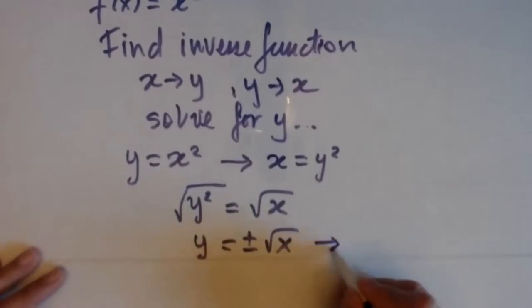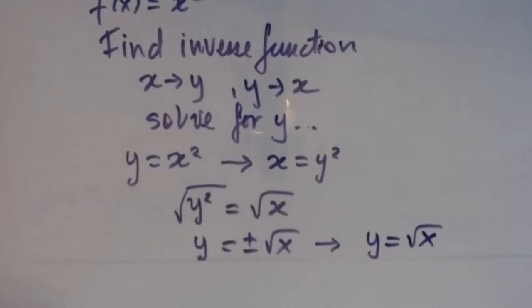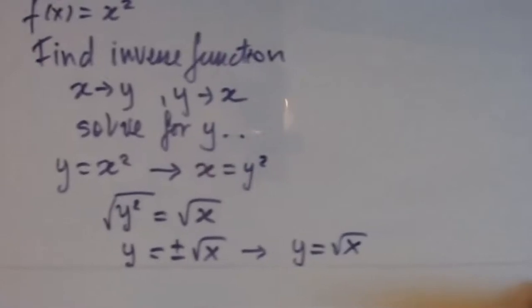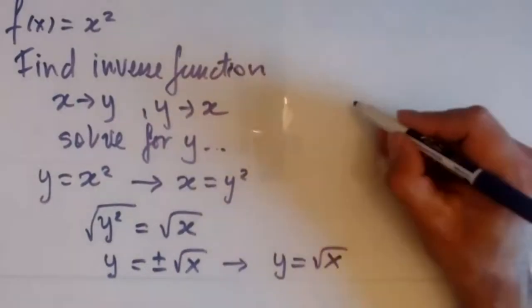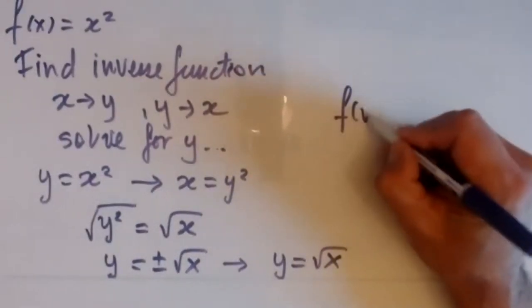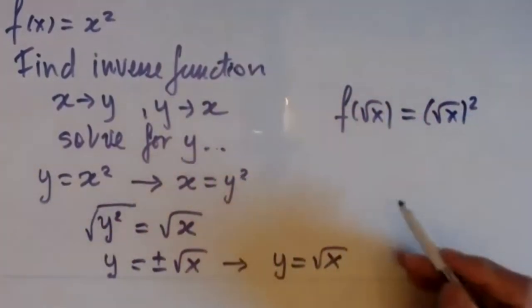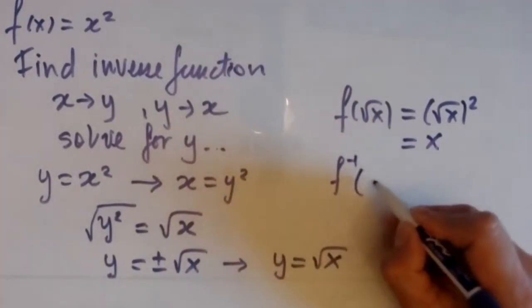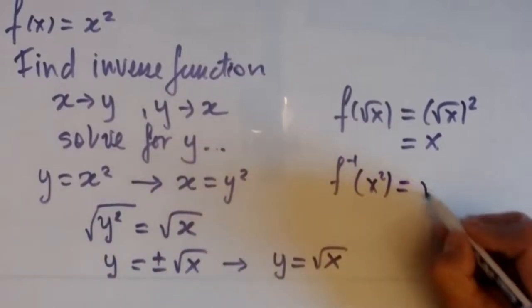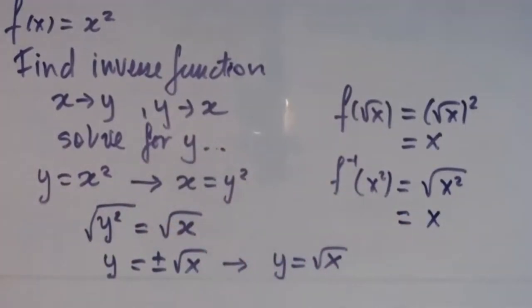Then what you have to do is choose one. Usually you get the positive x. That was the procedure, correct? And if we want to verify that they are inverses, the only thing we have to do is the composition. If we take f of the square root of x, it is the same as the square root of x squared, and the square and the square root cancel, this is x. Then we take f negative 1 of x squared, then the square root of x squared, they cancel out, you get the x. So this is the way the inverse works, correct?